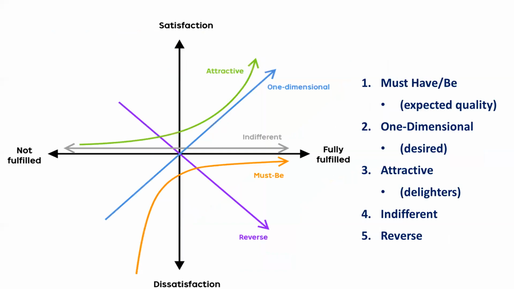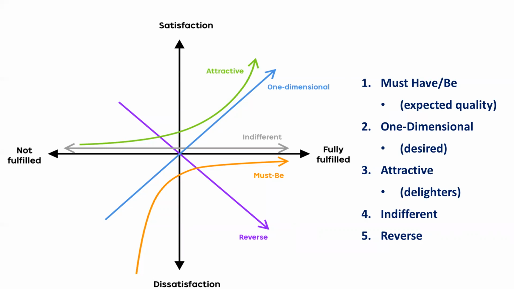Now, apart from these three things that we just learned, that is, the must-have characteristics, which are your expected quality requirements. If they don't do the job well, if it is not a job which is fulfilling, there is extra dissatisfaction. If they do it extremely well also, the satisfaction does not go beyond a particular level.